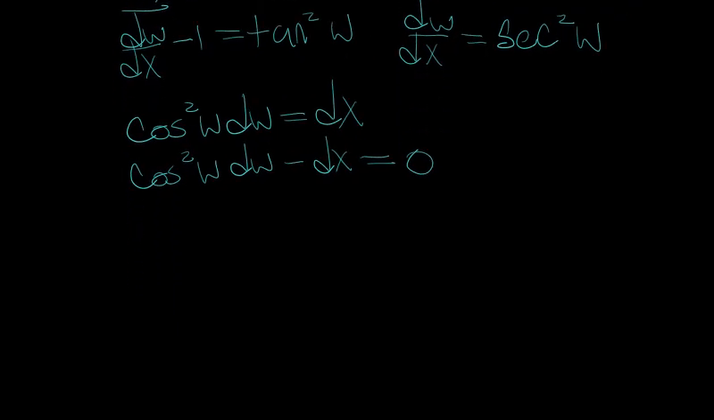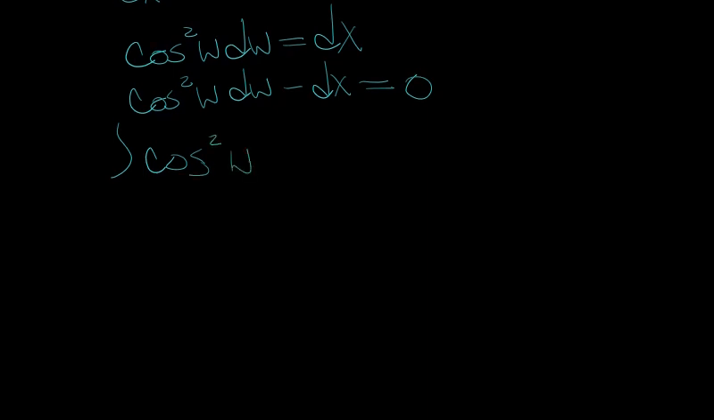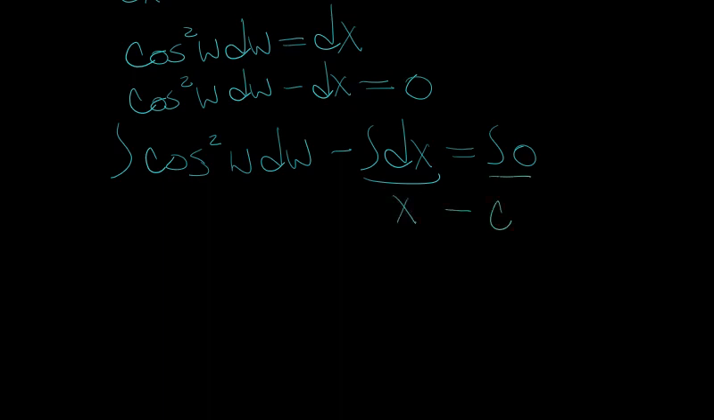So integrating everything on both sides now, the integral of this cosine squared w, that's going to be the more challenging one. Hopefully you remember the double angle identities. Integral of cosine squared w dw minus integral of dx, that's equal to the integral of 0. And the integral of dx is just x. The integral of 0 is the constant of integration.